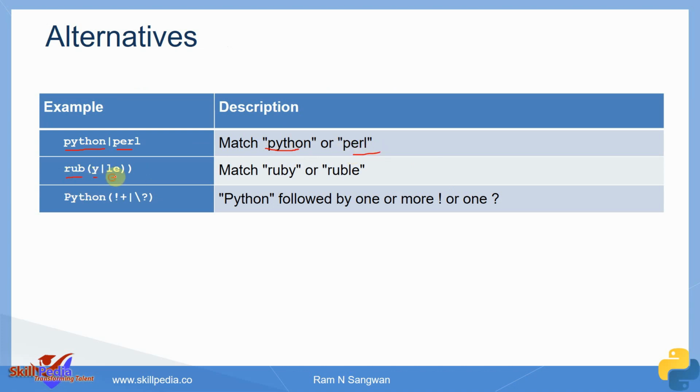Rub(y|le): either y or le, so it will become either Ruby or Ruble. Then Python(!+|\?): this exclamation mark plus sign, or this, which means Python followed by one or more exclamation marks, or one question mark. The exclamation mark will match as a character, and plus means one or more. So one or more exclamation marks, or exactly one question mark, not more, because question mark is a special character and since I'm escaping it, it is exactly one question mark. So either Python followed by exclamation marks multiple times or Python followed by a question mark. It will match that.